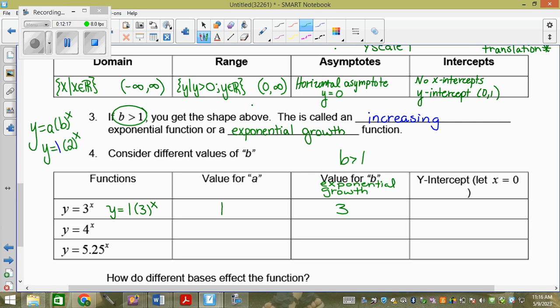All right. So we want a y-intercept. When we want a y-intercept, we let x equal 0. So we're going to get y equals 1 times 3 to the 0. Remember, if the 0 is on the exponent, it only affects this one, correct? So this is going to be 1 times what? What's 3 to the power of 0? 1. Anything to the power of 0. So this one has a y-intercept at (0, 1). Remember, y-intercept should always be in a coordinate.